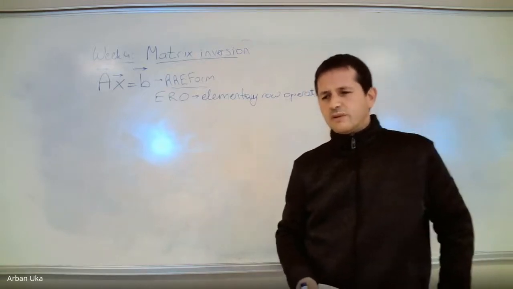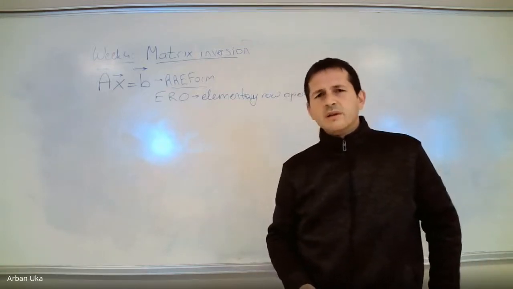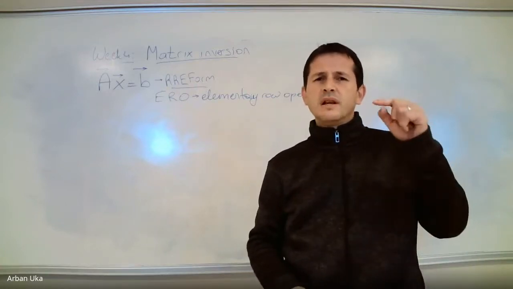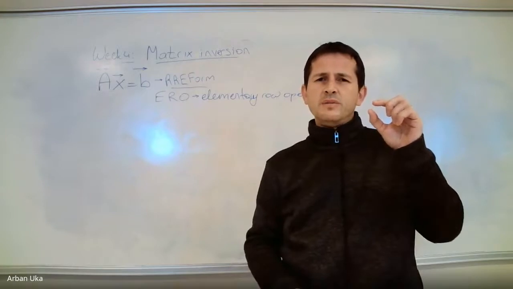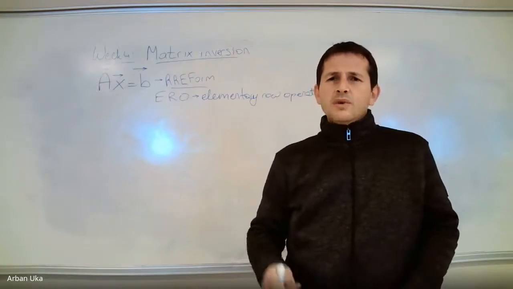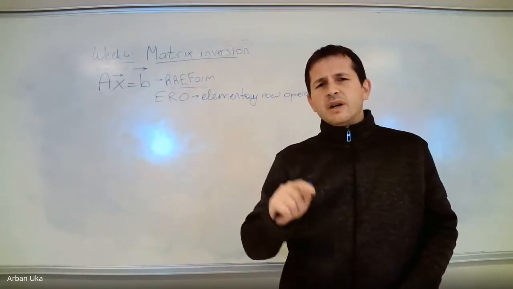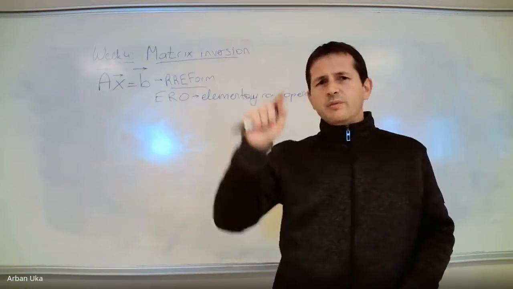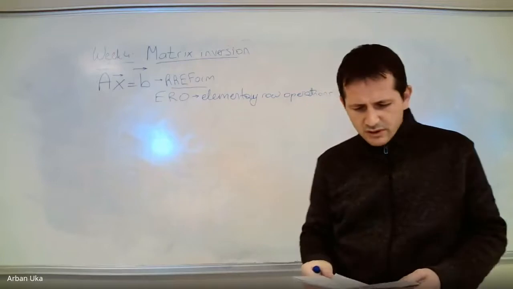If you remember well from the last session, we used to find some pivot elements, which are the leading elements at each pivot row. We used to make those ones, and we try to make all the entries in the matrix below and above the pivot elements zeros.